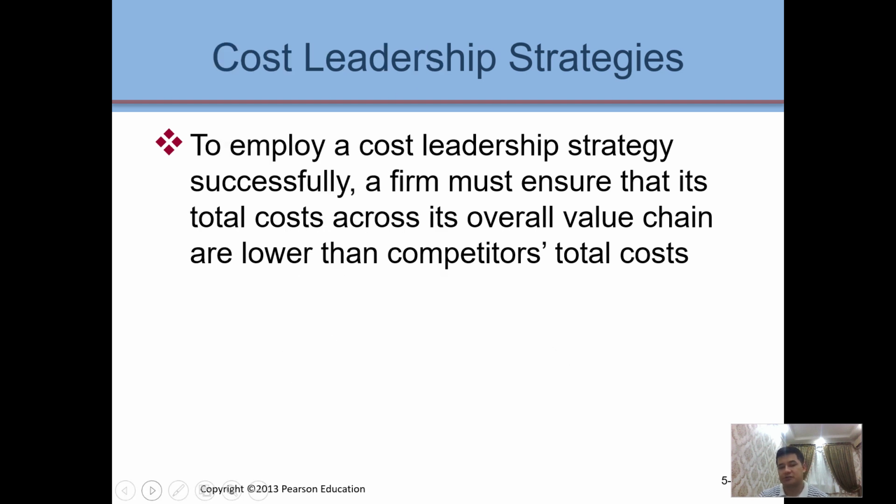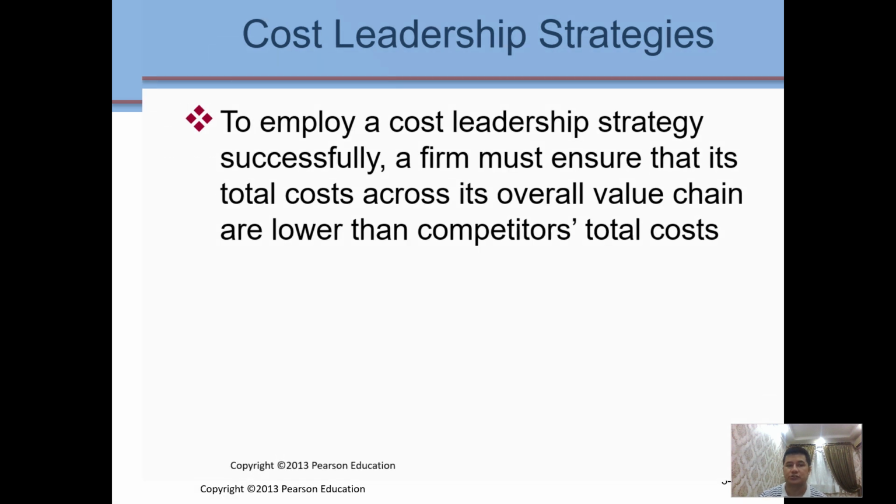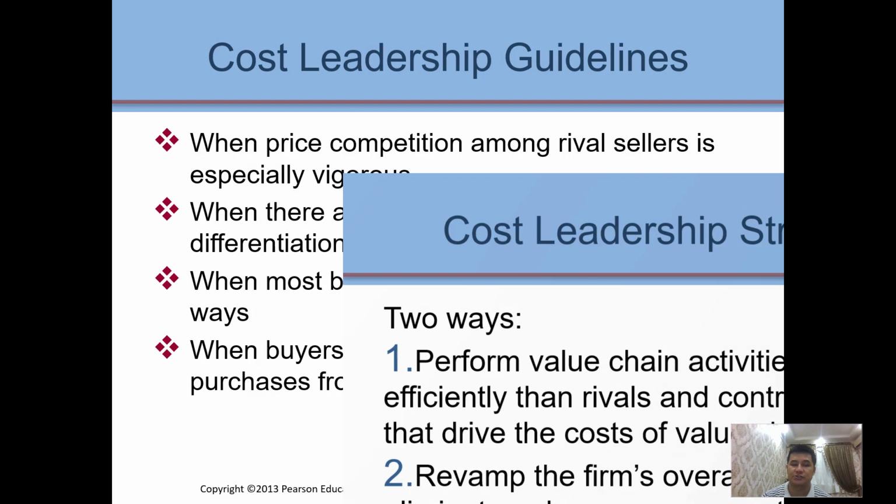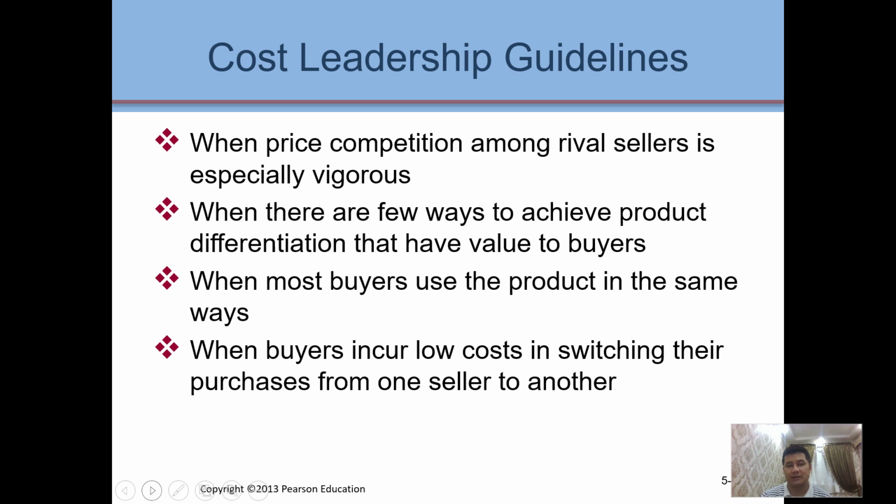Cost leadership strategies. To employ cost leadership strategies successfully, a firm must ensure that its total costs across its overall value chain are lower than competitors' total costs. There are two ways for this. The first is to perform value chain activities more efficiently than rivals and control the factors that drive the costs of value chain activities. The second is to revamp the firm's overall value chain to eliminate or bypass some cost-producing activities.